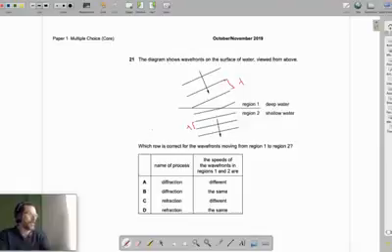The diagram shows wavefronts on the surface of water viewed from above. The question is, which row is correct for the wavefronts moving from region 1 to region 2? Now, the name of the process is, of course, refraction. We haven't explored what diffraction is throughout this video, so right now it's kind of easy to guess that it's not going to be diffraction, which is a different process that will probably be explored in a different video.